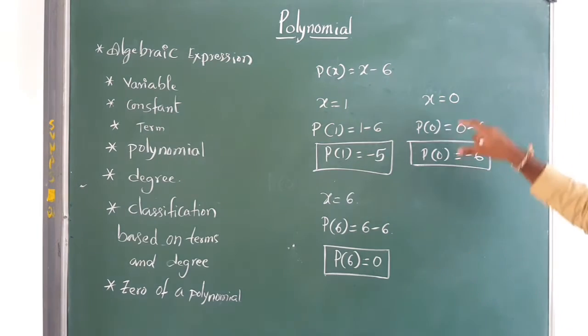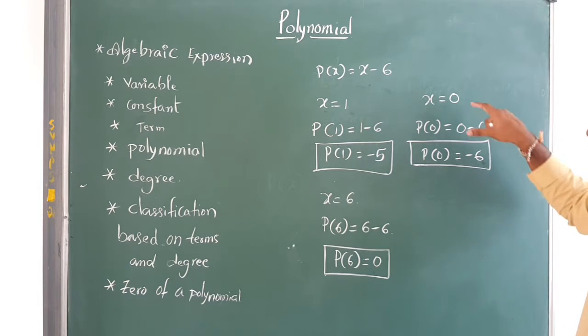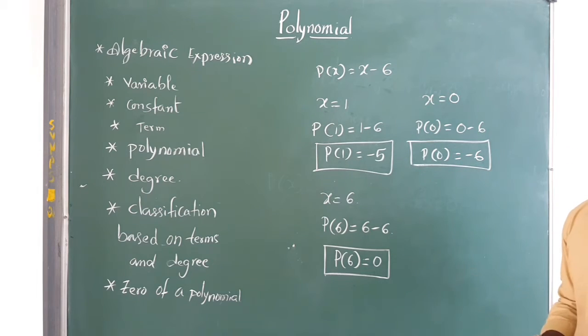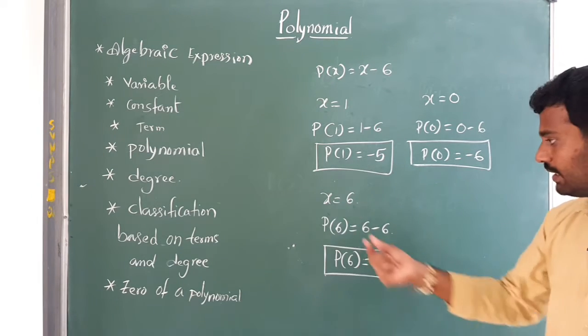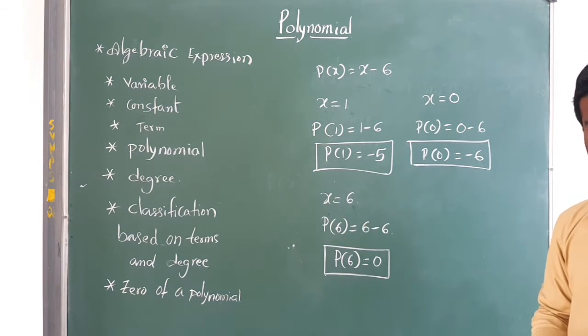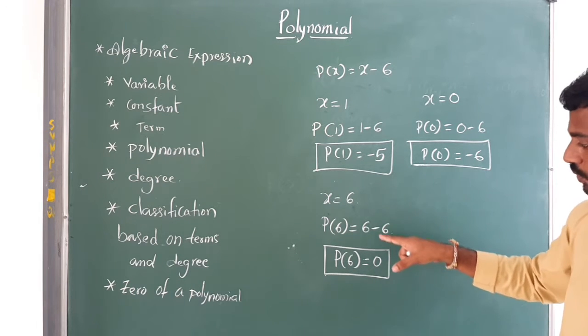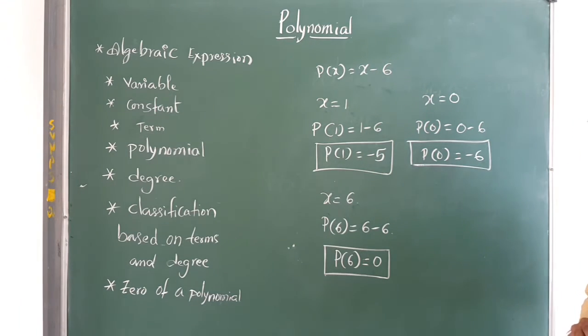Clear or not? See, for x equals 0, the value of the polynomial is non-zero, maybe negative or positive. That is why x equals 0 is not a 0 of this polynomial. But x equals 6, the value of the polynomial is what? 0. So 6 is the 0 of this polynomial. Is it clear? I will take one more example.